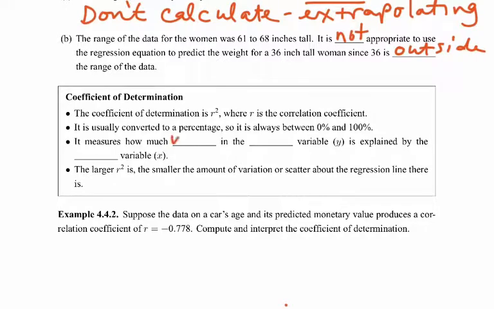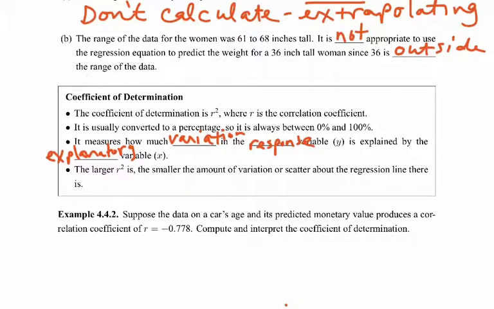variation in the response variable, or the y variable, is explained by the explanatory variable, or the x variable. So it kind of gives us an idea of how good our model is.